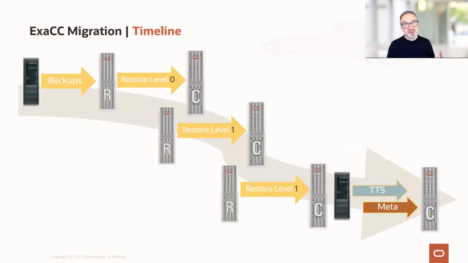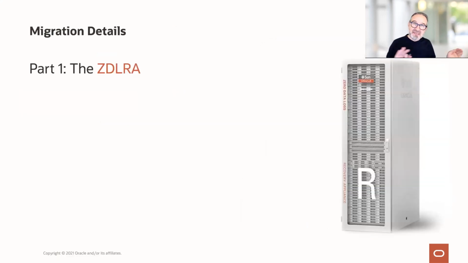Of course, in order to repeat the incremental steps, we start with a level 0 backup, then incremental level 1s, another incremental level 1, maybe another one and another one, and then we do the TTS steps, plug in the tablespaces, and then the meta operations, rebuilding the users, the quotas, the privileges, all that stuff. And we split this now in 2 parts. First part is the recovery appliance. Second part will be the transportable tablespace part.